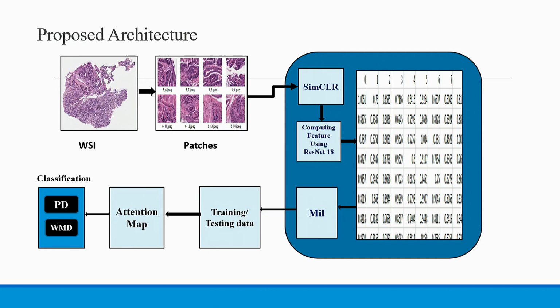Then we use our test data set for getting the different other features. After testing and training, we go for the attention map. Our main aim was generating the attention map, which predicts our outcome, showing what the different areas present in the whole slide image are. We generate this attention map based on the different attention scores.